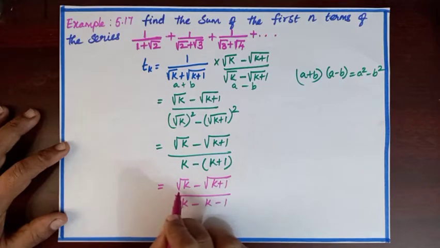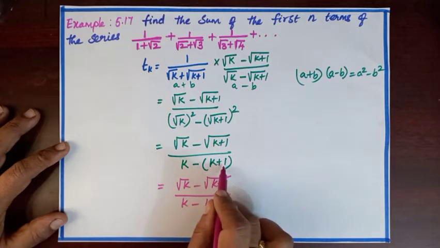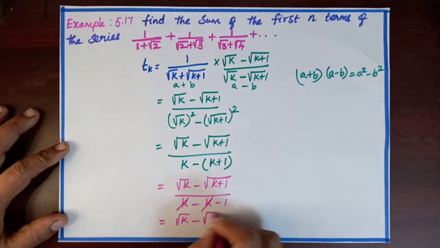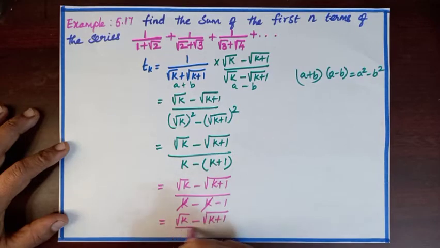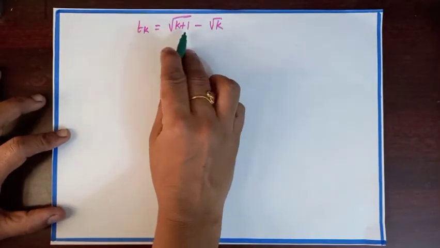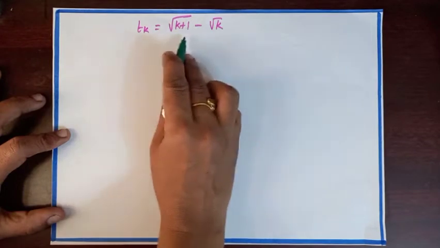This is equal to root k minus root k plus 1 by k minus, open bracket, k plus 1. Minus of k plus 1 is minus k minus 1. Plus k and minus k will be cancelled. Then we get root k minus root k plus 1 by minus 1. Tk equal to root of k plus 1 minus root k. Now I got the kth term of this series.